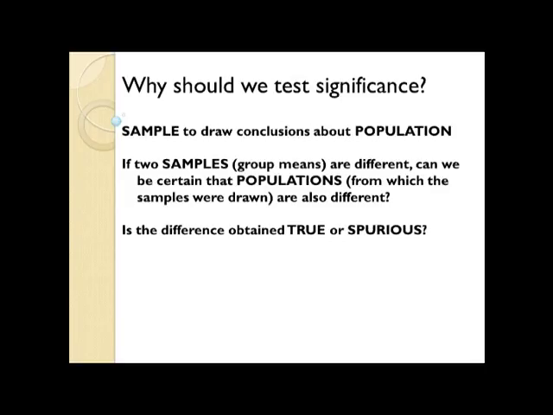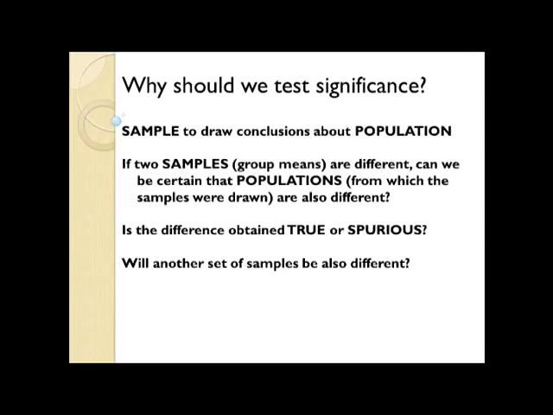The next question is, suppose we find a difference. For example, you have two values of sample means. You draw samples from populations of men and women, and you look at the mean blood pressure of men and women. You may find a difference. The values may be different. The question here is whether this difference which you have obtained is true, or it is spurious, a false difference, or a difference merely by chance.